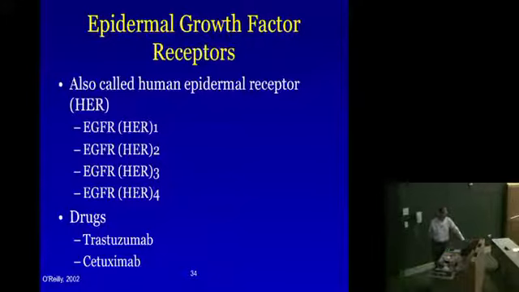If we move to look at different classes, we can't ignore the epidermal growth factor receptors. These are very important receptors that sit on cancer cells and may or may not drive the cancer cell. And so we look at epidermal growth factor receptor 1, 2, 3, and 4. HER is the other name for it, and EGFR2 is often referred to as HER2. And so drugs that are on the market, Trastuzumab, which targets HER2, and Cetuximab targets EGFR1.